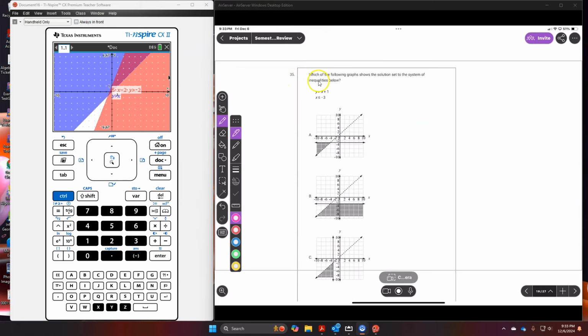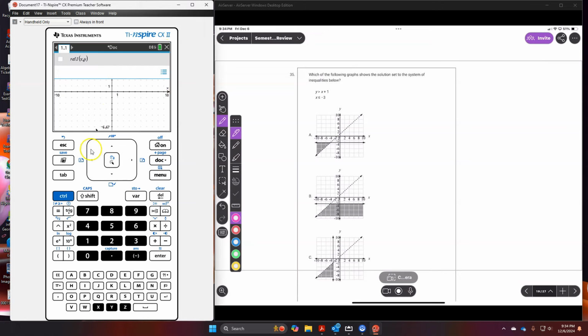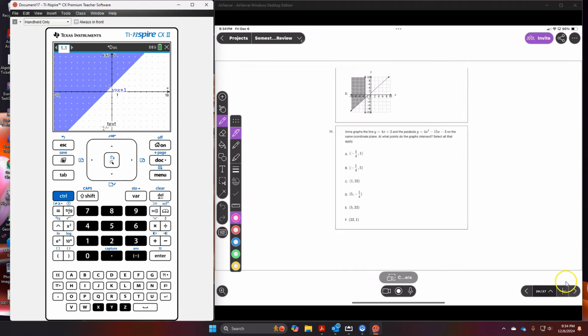35. Which of the following graphs shows the solution set of the system? So I'm going to relation, go to relation. So y is greater than x plus 1. And if I click on it, okay, it's broken. So it's either going to be A, B, or C. Now, X is a vertical line, and you see that that's a horizontal line. So that won't be it, and that won't be it. And so it's either C or D.